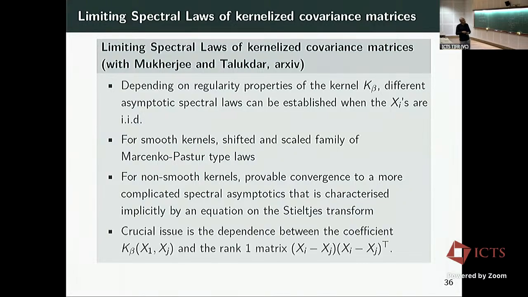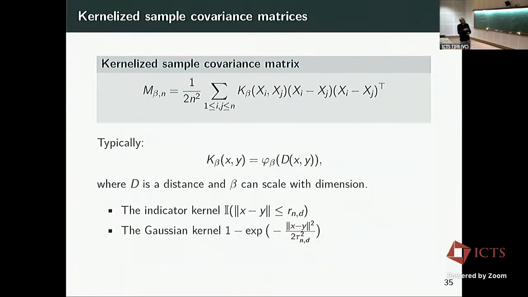And the crucial issue here is the dependence between the coefficients, the interaction kernel k beta of xi and xj. Sorry, this should be i, and the rank 1 matrix xi minus xj times its transpose. So there has been some work on this kind of truncated or kernelized sample covariance matrices with this kind of structure, but when these interaction kernels are just constants. So they are just some aij's, but the aij's are non-random, or maybe they are random, but independent of the xi's and xj's.